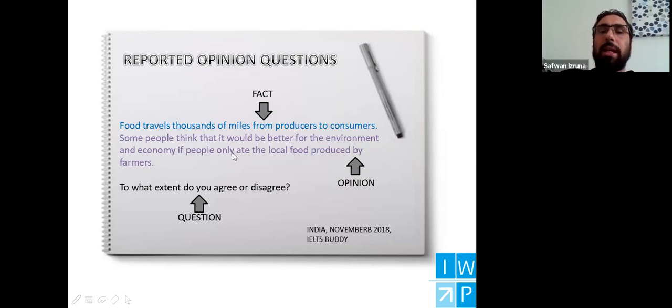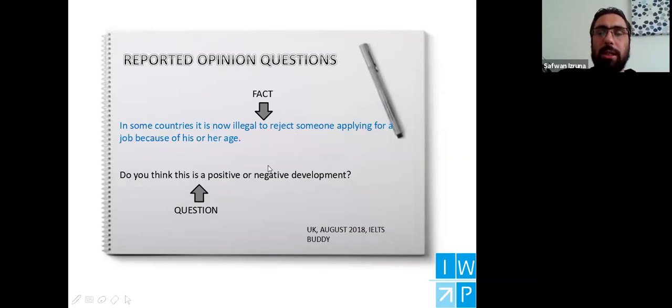So some people think that it would be better for the environment and economy if people only ate the local food produced by farmers. To what extent do you agree or disagree? So this is a question from 2018.